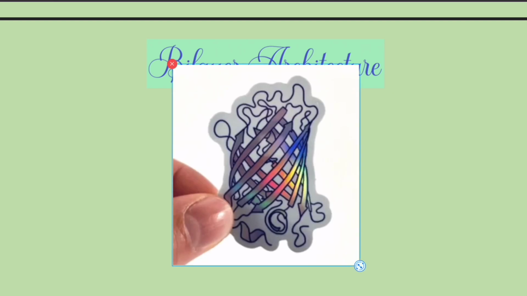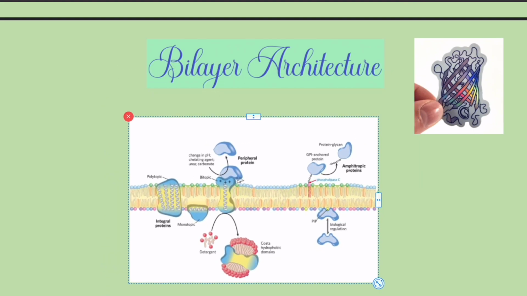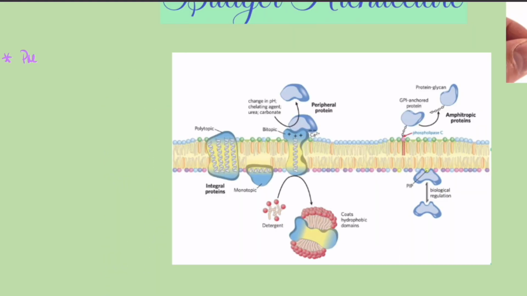Now, the bilayer is not only composed of lipids, it also has proteins and enzymes. The different types of proteins are peripheral membrane proteins, which are associated with the membrane through electrostatic interactions and hydrogen bonding. These can be released by mild detergents or by interfering with this bonding or these interactions.